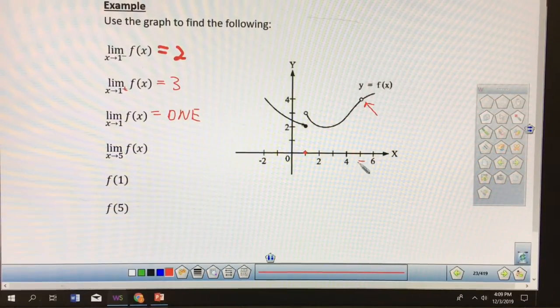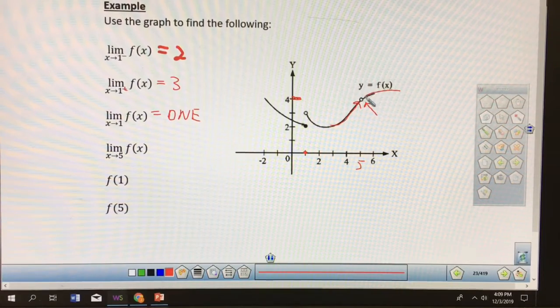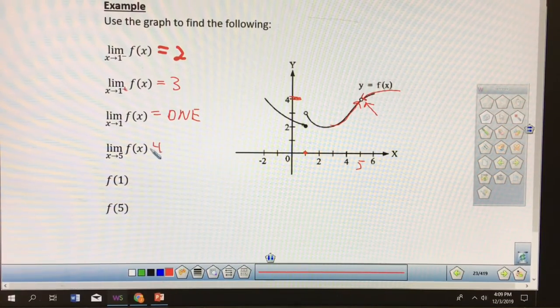And notice, they say as the limit approaches 5, from both sides. Notice, as I get closer and closer to it from the left, the y value gets close to 4. As I get closer and closer to it from the right, the y value gets close to 4. So the limit does exist, and it's 4.